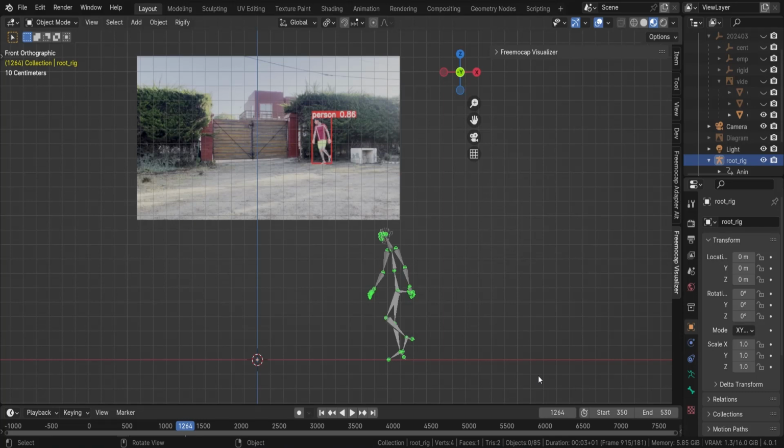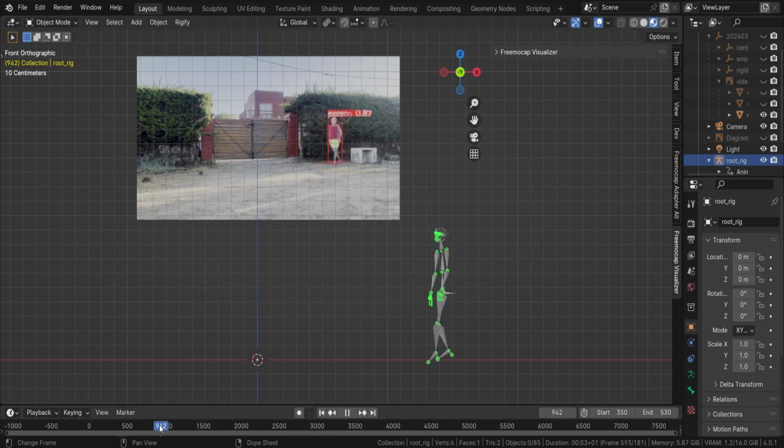Welcome to a new tutorial. We will see the use of the foot locking function in a Blender FreeMoCap capture. Here we have a capture of a walking movement.